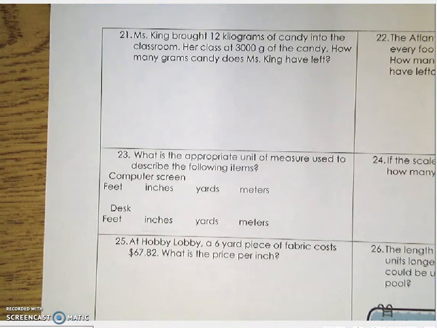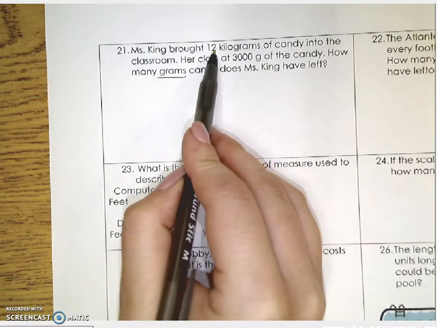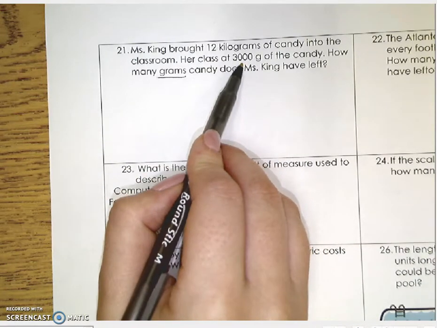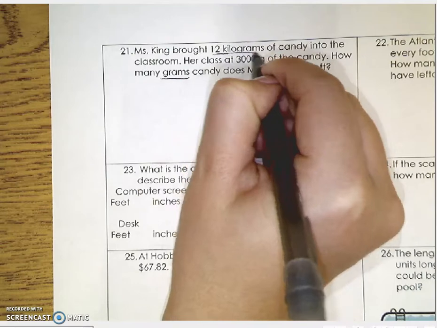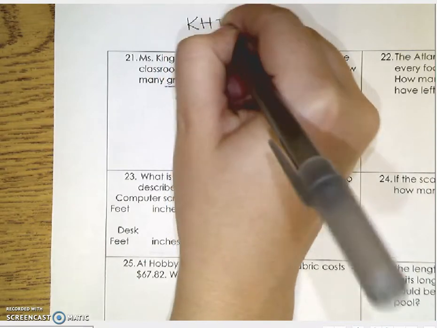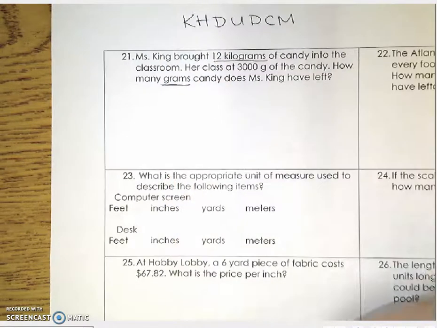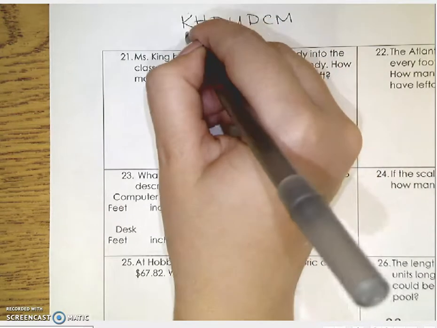Number 21 says that Miss King brought 12 kilograms of candy into the classroom. Her class ate 3,000 grams of candy. How many grams of candy does Miss King have left? So the keyword here is how many grams. We start with 12 kilograms, and the class ate 3,000 grams, and it's asking me for how many grams are left. Because this 12 kilograms is not in grams, I'm going to have to use King Henry doesn't usually drink chocolate milk. I start with 12, and I'm going from kilo to unit.